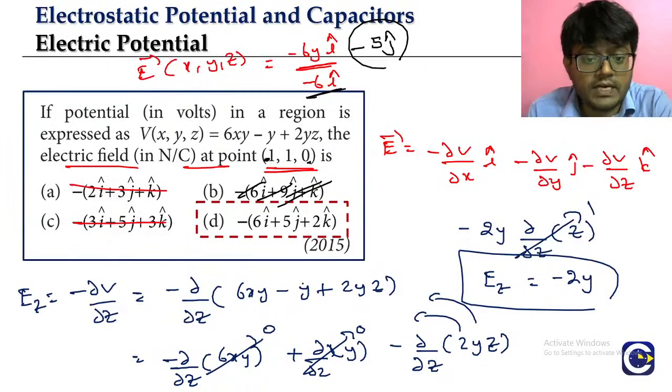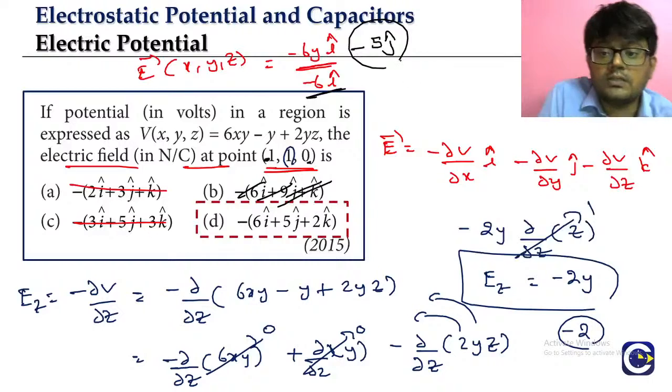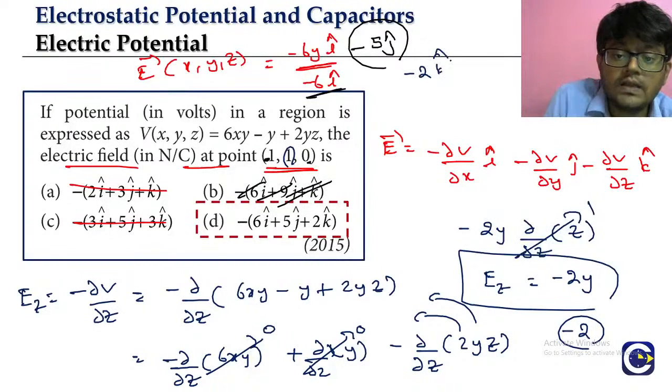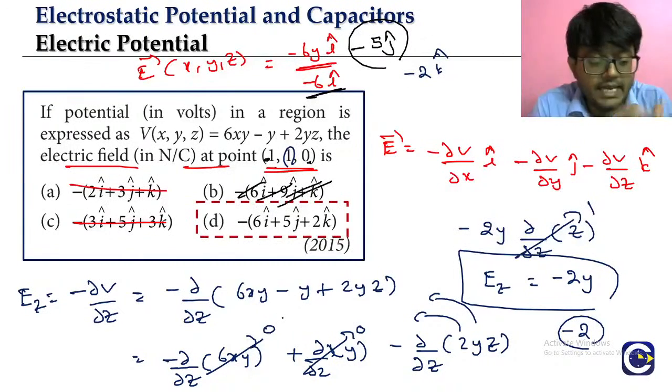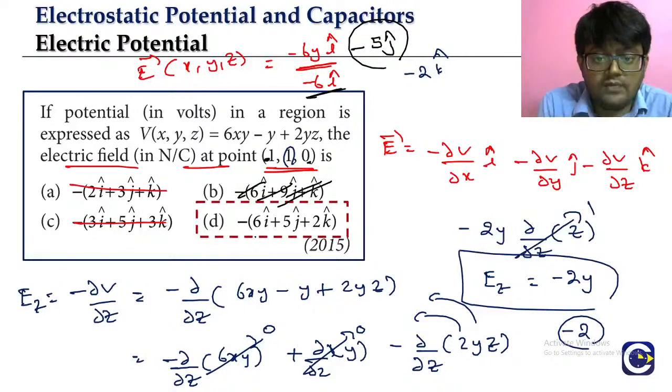We want to know the value of the electric field at the point (1, 1, 0), right? Which means we have to substitute 1 for y. So what do we get? Minus 2. So we get minus 6 i cap, minus 5 j cap, minus 2 k cap. If we take the minus outside, it is minus of 6i plus 5j plus 2k. That's how we get the electric field whenever an electric potential function is given.